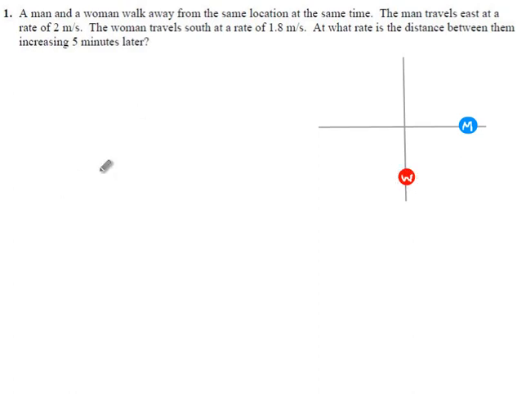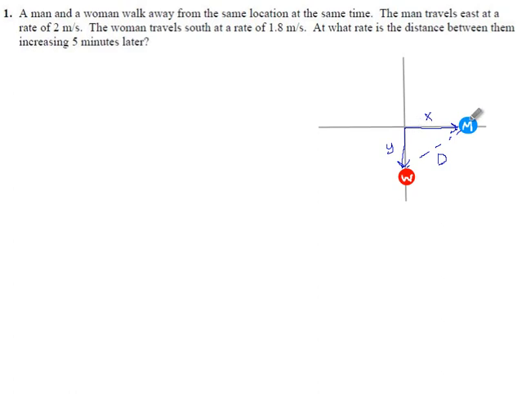he moves a bit faster. As they move, his distance to the east, I'm going to call X. And her distance south, I'm going to call Y. And they're talking about the distance between them, and you can see that's going to be our hypotenuse. There's going to be a right triangle between these two people. I'll call that distance D.